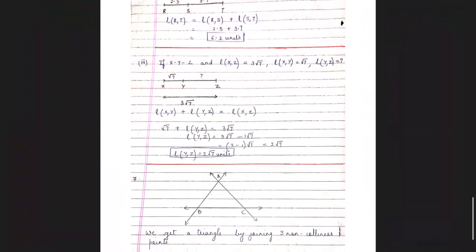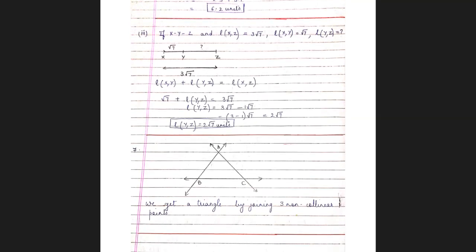The third sum is very similar. It's just that there is a root sign. So you might find it a little difficult. X dash Y dash Z. XZ is given 3 root 7. XY is root 7. What does root 7 mean? It means it's 1 root 7. Find length of YZ. So length of XY plus length of YZ is length of XZ. That means root 7 plus YZ is 3 root 7. So what would be the length of YZ? 3 root 7 minus 1 root 7, which is 2 root 7, because you take root 7 outside the bracket. 3 minus 1 is 2, and therefore the distance YZ is 2 root 7 units.